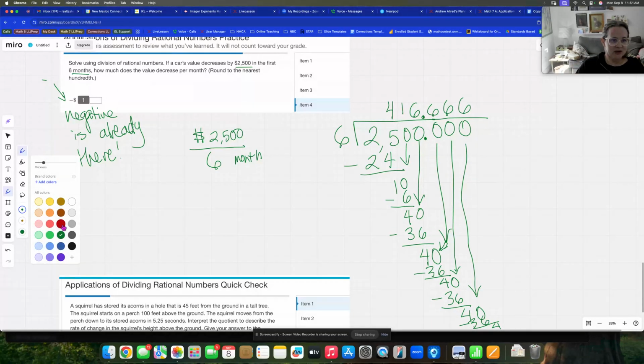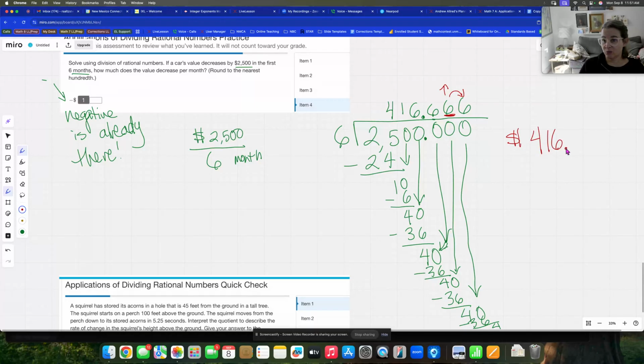So remember, identify, mark the place. Okay. Look next door. 5 or more, raise the score. So I'm going to raise this, and I'm going to say this is $416.67. Raise it up. Okay? So I'm not going to put the negative because it's already there. 416.67. That's my answer for that one.